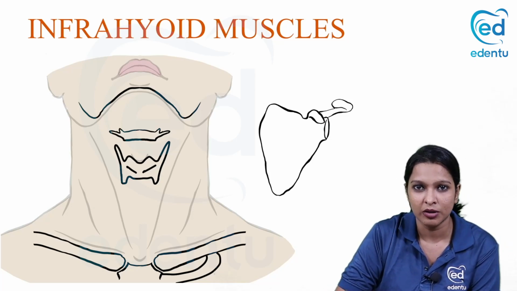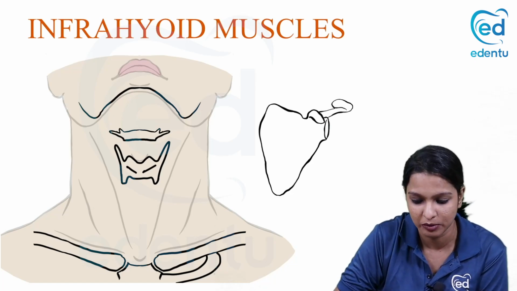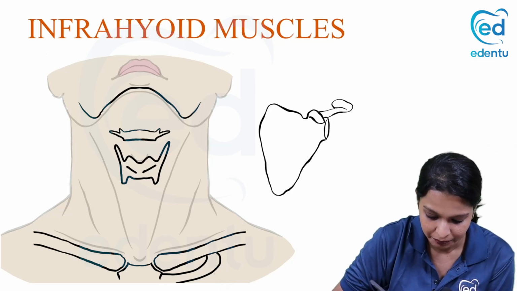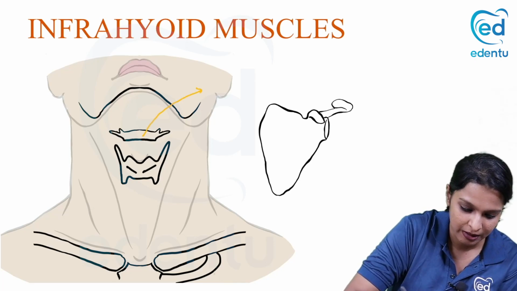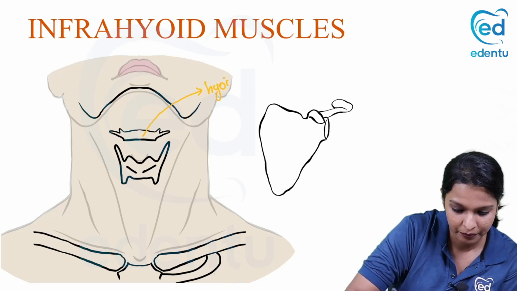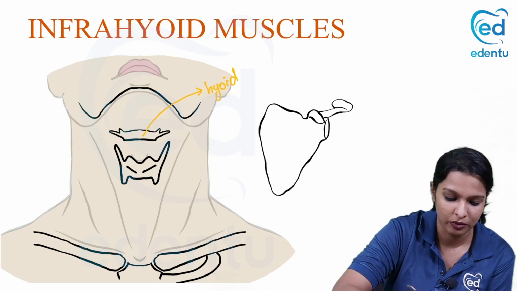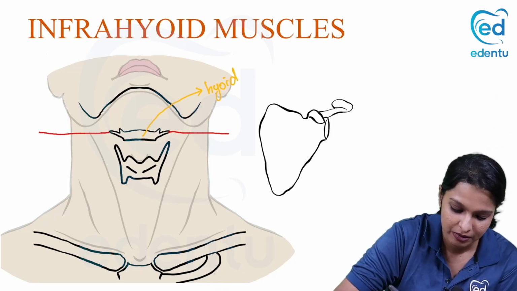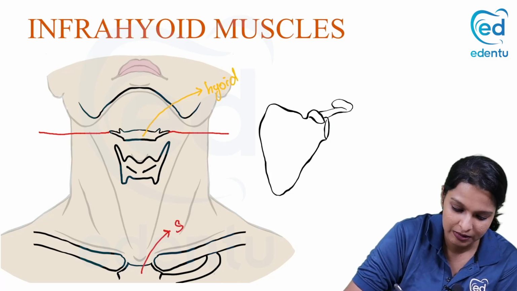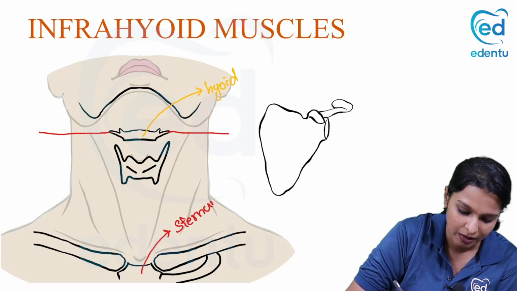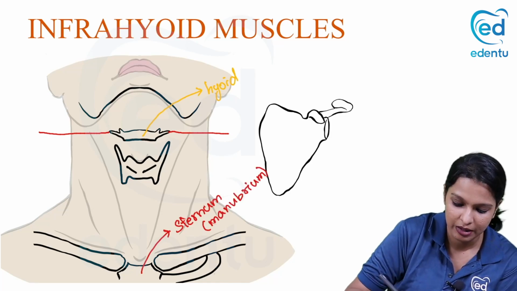In order to know the four muscles, you have to know about some bones and some landmarks present in the bones. So we'll look at the bones first. What is this bone called? It is the hyoid bone. All the muscles that we will be seeing come below this bone, the infrahyoid muscles. Next, we are going to see this bone. That is the sternum, or the manubrium of sternum.